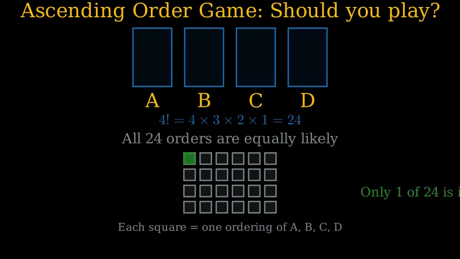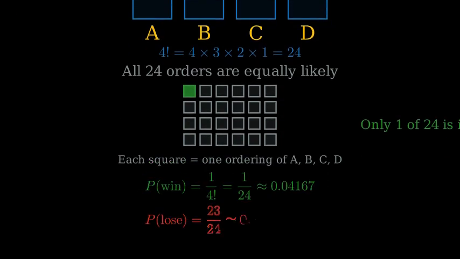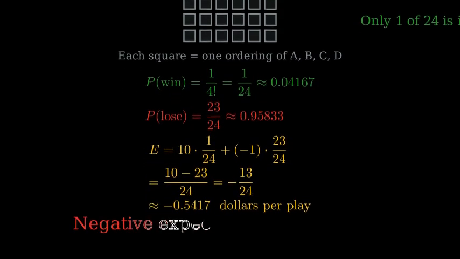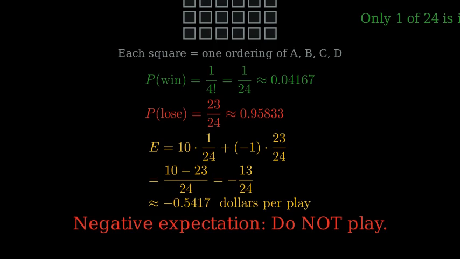Let's turn that into numbers. The probability of winning is 1 over 24, about 4.17%. The probability of losing is 23 over 24. Your expected value per play is $10 times 1 over 24 plus negative $1 times 23 over 24. That equals negative 13 over 24, approximately negative $0.54. So on average, you lose about 54 cents each play.